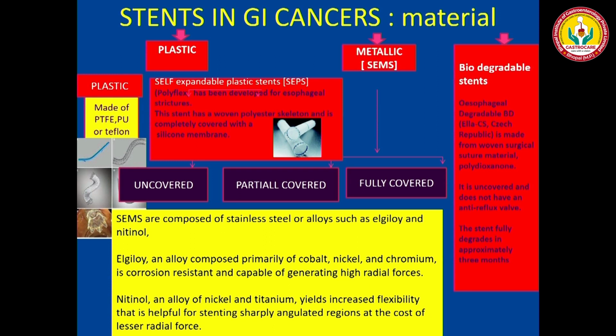Simple plastic stents are made of Teflon or polyurethane. Self-expandable plastic stents are made of a polyester skeleton, woven, and completely covered with silicone. Self-expandable metallic stents are made of stainless steel or alloys like nitinol. These are very tough materials used for spacecraft, with excellent radial force and excellent capacity to expand at body temperature. Biodegradable stents are made of woven surgical suture material like polydioxanone.